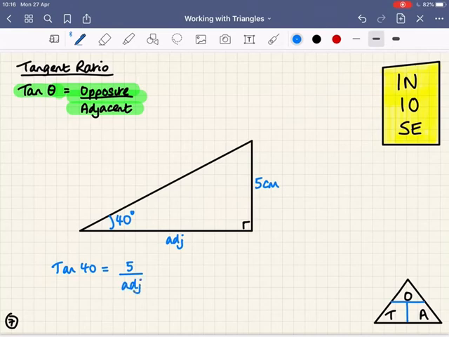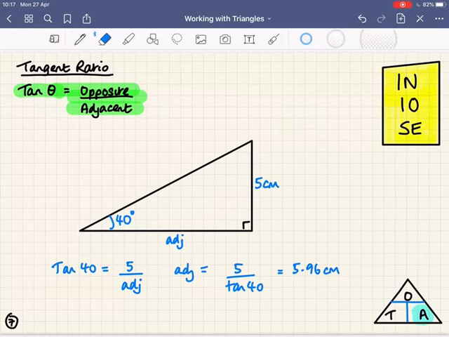Down in the bottom right-hand corner, if I want to rearrange that, and I'm not comfortable with doing that, I can use the little triangle, and it tells me the adjacent side is equal to the opposite side divided by the tan of the angle. So adjacent equals, this time, opposite 5 divided by tan 40. I do that on my calculator. 5 over tan 40 is 5.96 centimeters. So that would be my adjacent side.